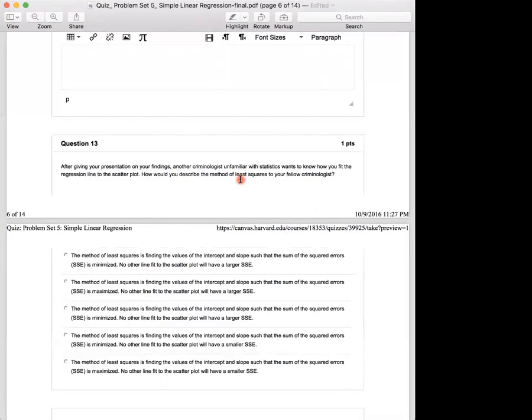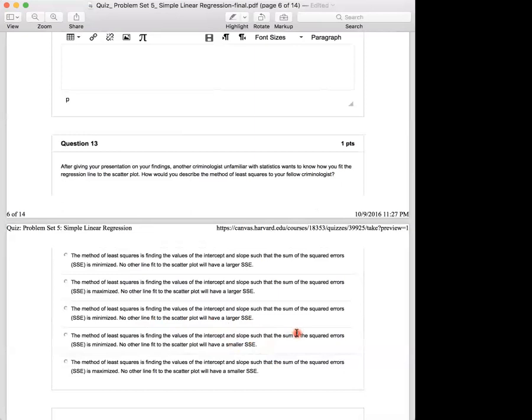So of these answers, it can be a little confusing to reread this, but I think there are a couple of trip-ups here. We emphasize the word minimize, and then we alternate between minimized and maximized. So you want to make sure that we're using the correct word, minimized. That reduces your options to 3. The other answer that is not correct is that no other line will have a smaller SSE. We want to say no other line fit will have a larger SSE. We're minimizing the sum of squared errors. That means none other will be larger.